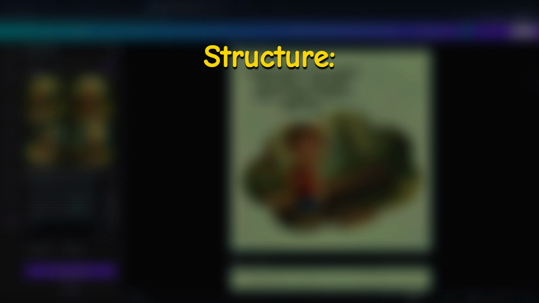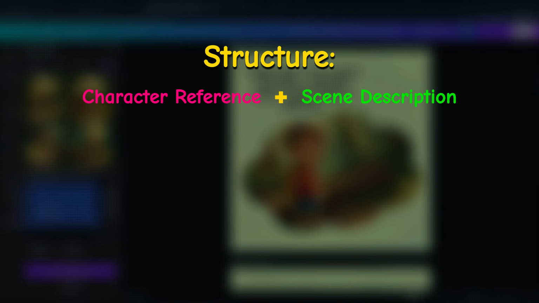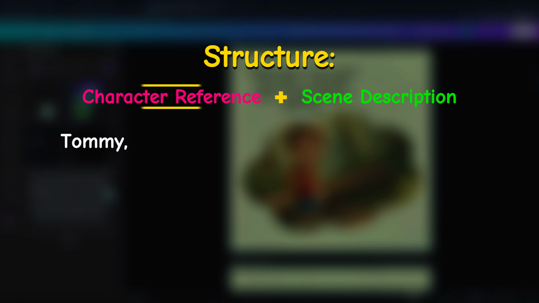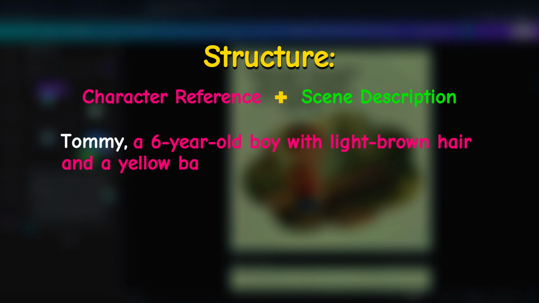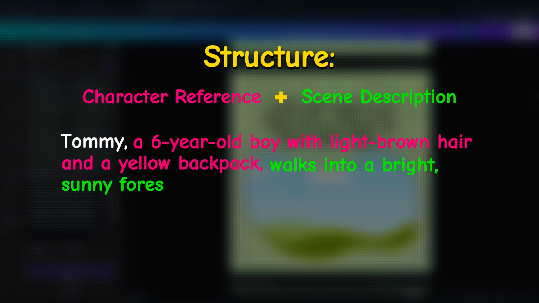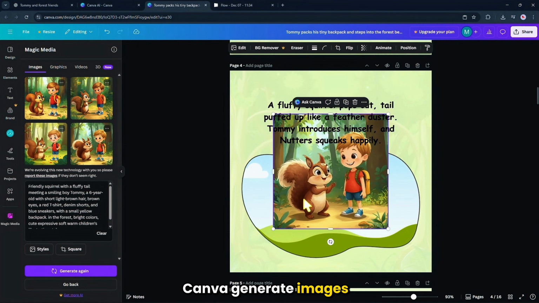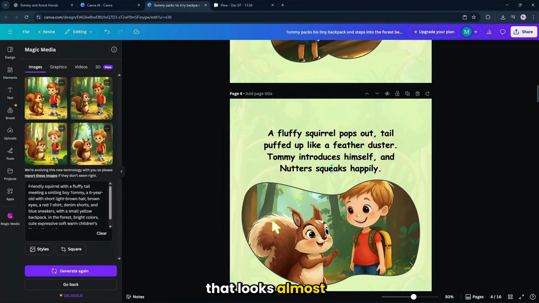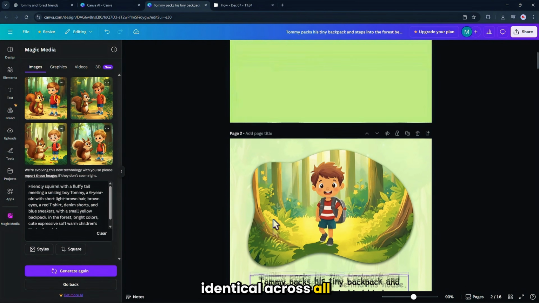Structure it like this. Character reference plus scene description. For example, Tommy, the character reference, a 6-year-old boy with light brown hair and a yellow backpack, plus the scene description, walks into a bright sunny forest. This will help Canva generate images with a character that looks almost identical across all scenes.